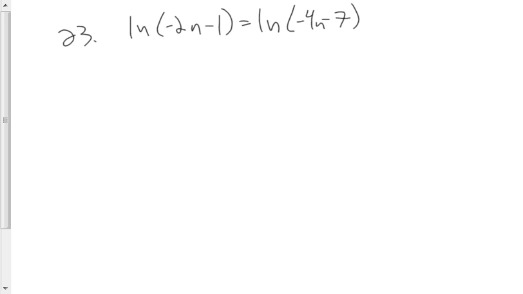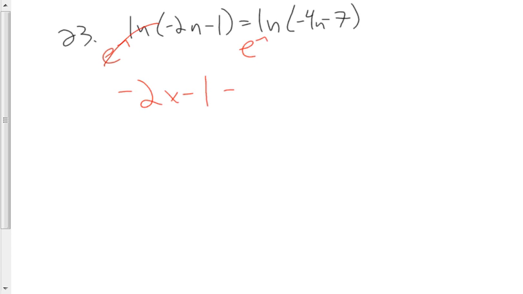For 22 through 26, since these are log equations, we're going to end up exponentiating at some point to eliminate the log. So for number 23, since each side of the equation has one log, we're allowed to exponentiate and have it actually cancel the logs. Since these are ln, we want to exponentiate with the base of e. So we'll exponentiate both sides, and since there's only one ln, they'll cancel.